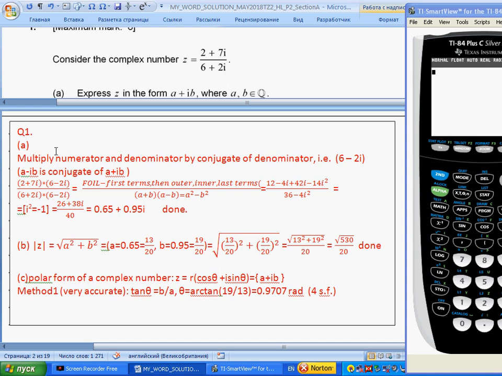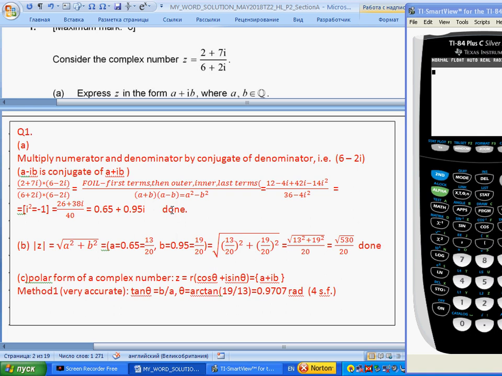So in the lower panel we have the solution in red. In the upper part we multiply using the FOIL rule. So first term, then outer, then inner, then last term. In the bottom part we use the difference of squares. As a result we have a new fraction. In this new fraction we replace i squared with minus 1. And then we divide and we get this answer, which is the same as in the mark scheme, so this question is done.